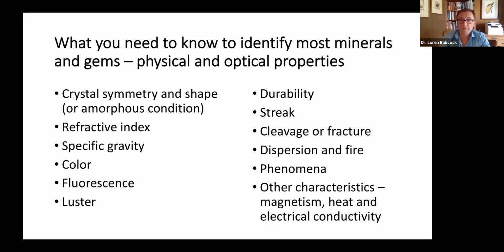There are a variety of other characteristics as well: magnetism, of course, or attraction to a magnet, conductivity of heat and electricity, things like this that are useful, especially for identifying or ruling out certain types of stones. And so I'm going to go through a couple of these examples here, some in more detail than others, and show you how we actually do tests of these sorts on the actual stones.